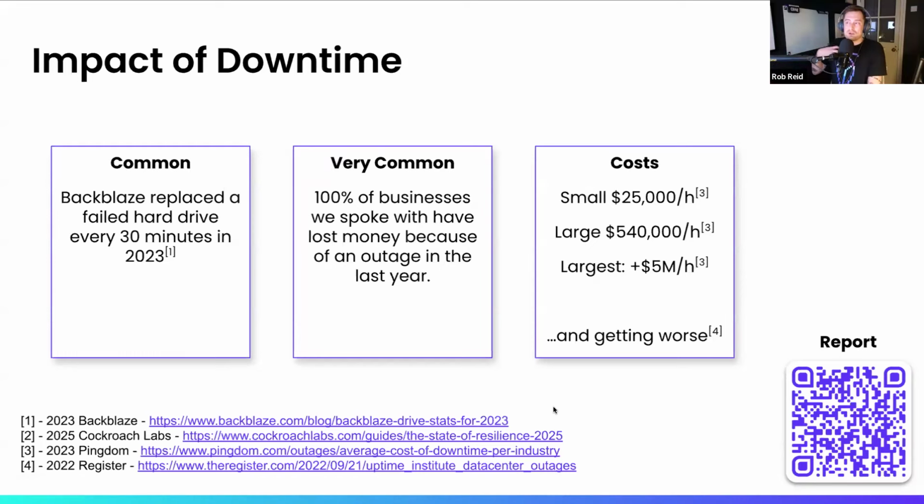What strikes me as interesting with these costs is actually that the outages may be costing your businesses more than you're spending on the technology that could be used to prevent them.